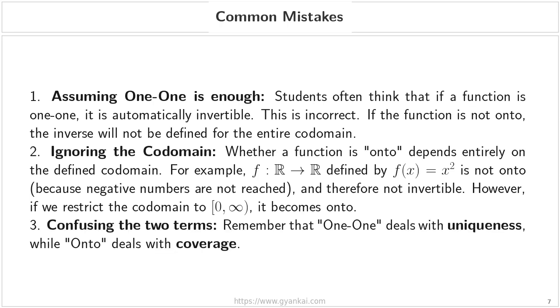Finally, do not confuse the two terms 1-1 and onto. To keep them distinct in your mind, remember that 1-1 deals specifically with uniqueness, ensuring that no two different inputs map to the same output. On the other hand, onto deals with coverage, ensuring that every single element in the codomain is covered by the function. By keeping these distinctions clear, you can confidently apply the bijectivity theorem to any function you encounter.